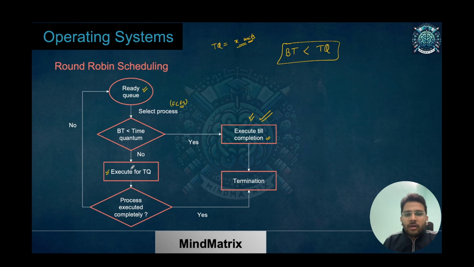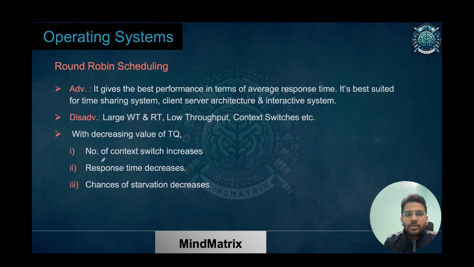Okay, then we are going to preempt that process, and if the process executed completely, then it will go to the termination state. Otherwise it is going to go back to the ready queue, so that again it can be picked, or any other process can be picked based on the order of arrival. Okay, so this is going to be the flow chart of round robin. You will be getting more clarity when I solve the question based on this.